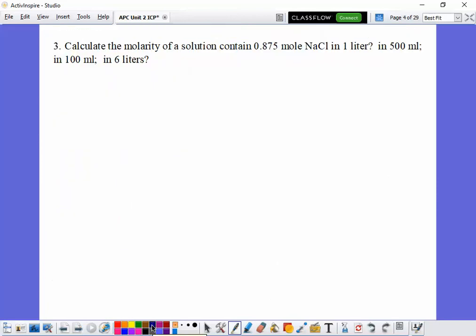Molarity. What is the formula for calculating molarity? Moles of what? Moles of solute over liters of solution. And that is molarity. What's the symbol for molarity? Capital M. Capital M. All right.